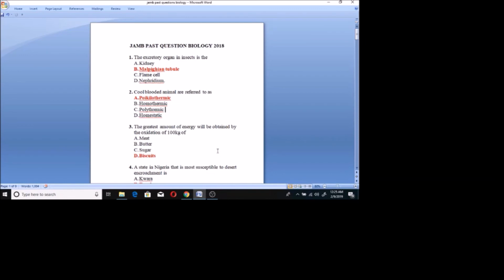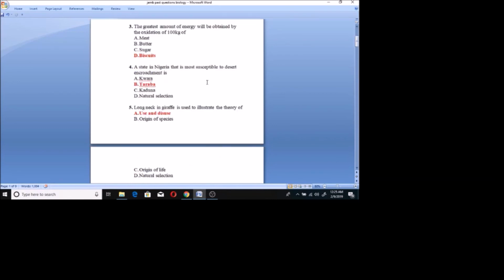Now let's look at number 4 question. A state in Nigeria that is most susceptible to desert encroachment is A. Kwara, B. Taraba, C. Kaduna, D. natural selection. It's very clear that it should be Taraba, B, because the region is not in the rainforest region where we have multiple rainfall. So Taraba is most susceptible to desert encroachment.